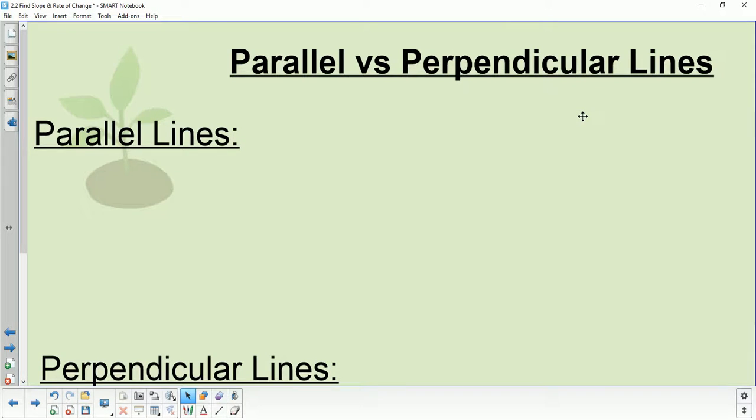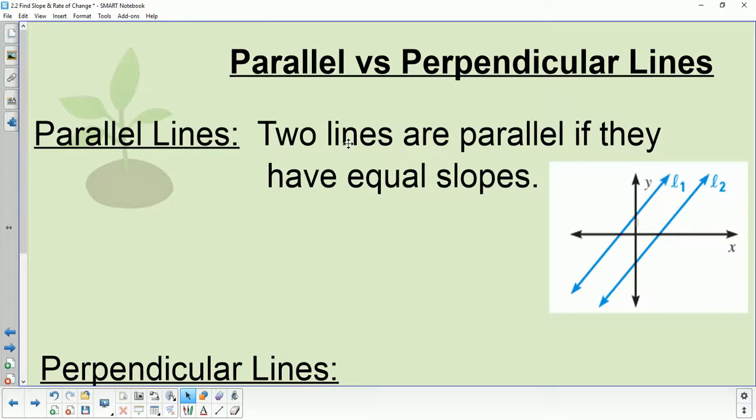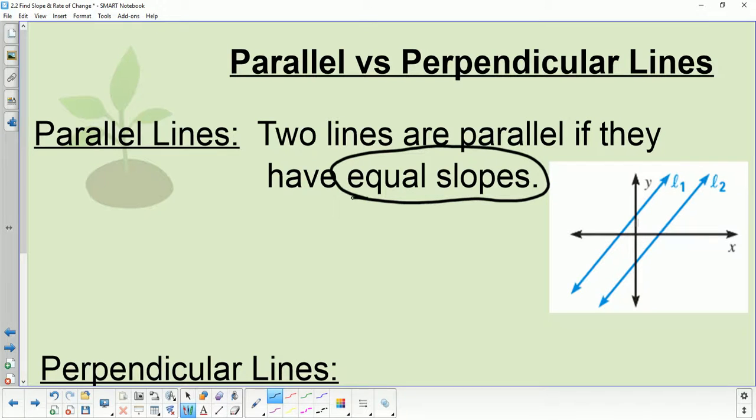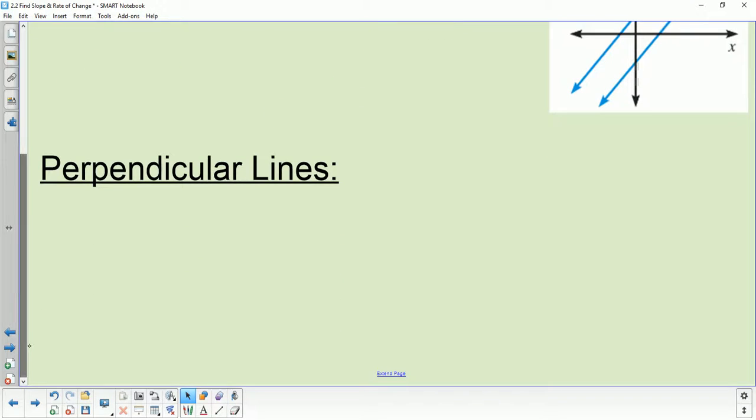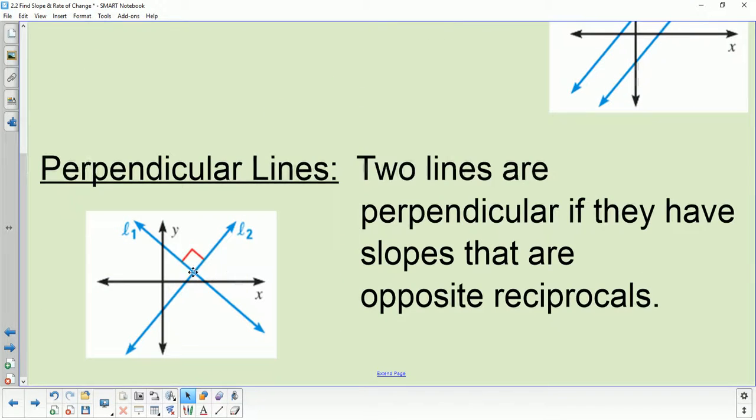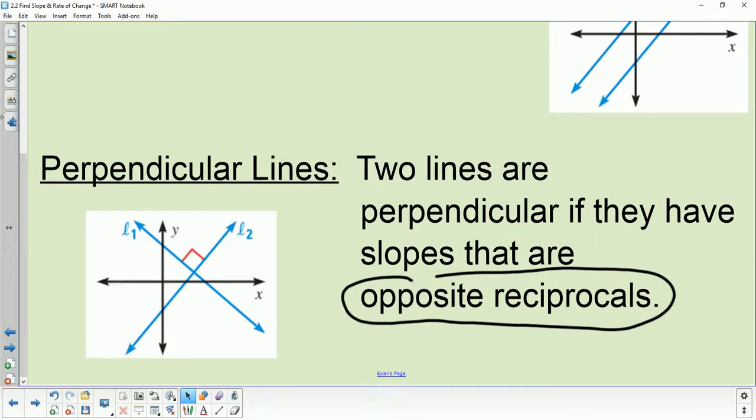And then finally, our parallel versus perpendicular lines. So remember, parallel lines are 2 lines that are always parallel. They're never going to touch each other. They're never going to intersect. And the big thing that we're going to need to remember here is that parallel lines have equal slopes. Likewise, comparing then, perpendicular lines are 2 lines that intersect at 90 degrees, like here, and that's what that box means. And they have slopes that are opposite reciprocals.